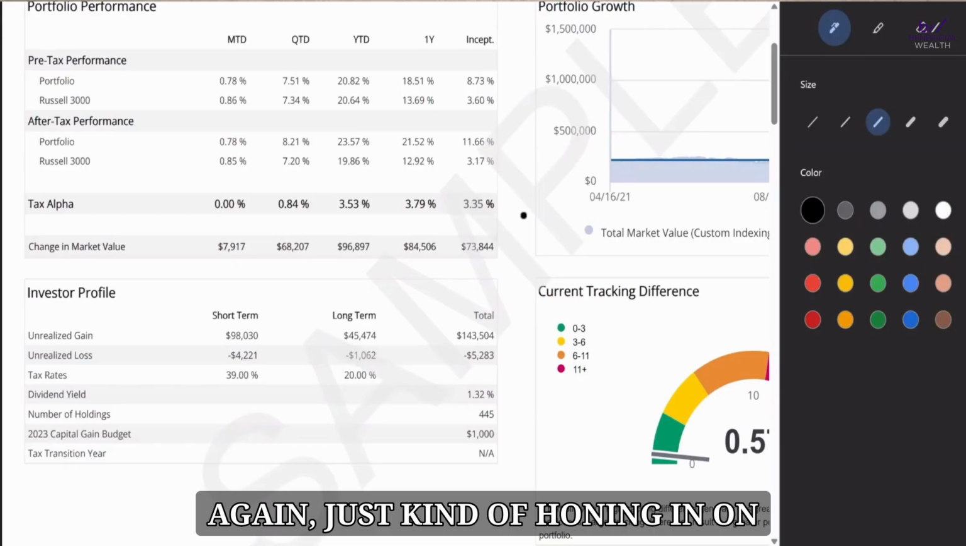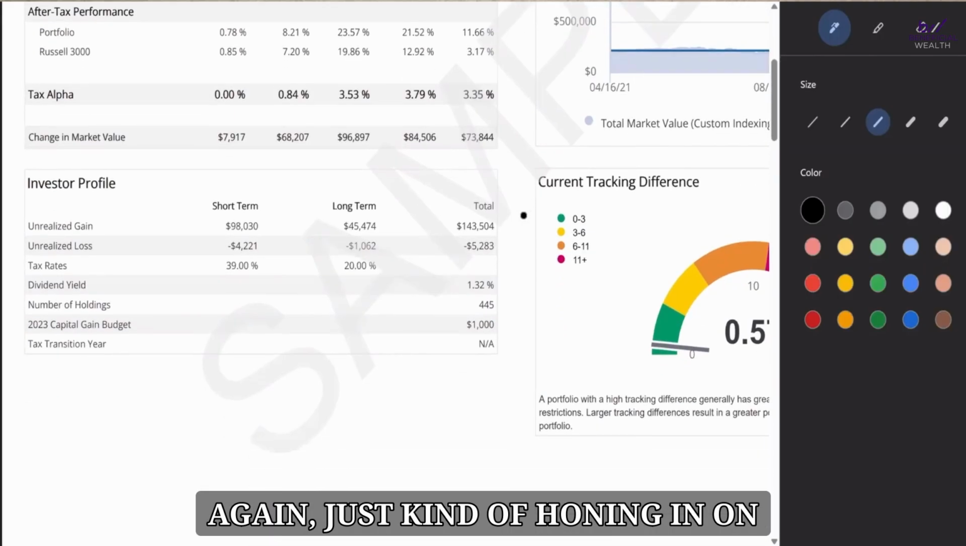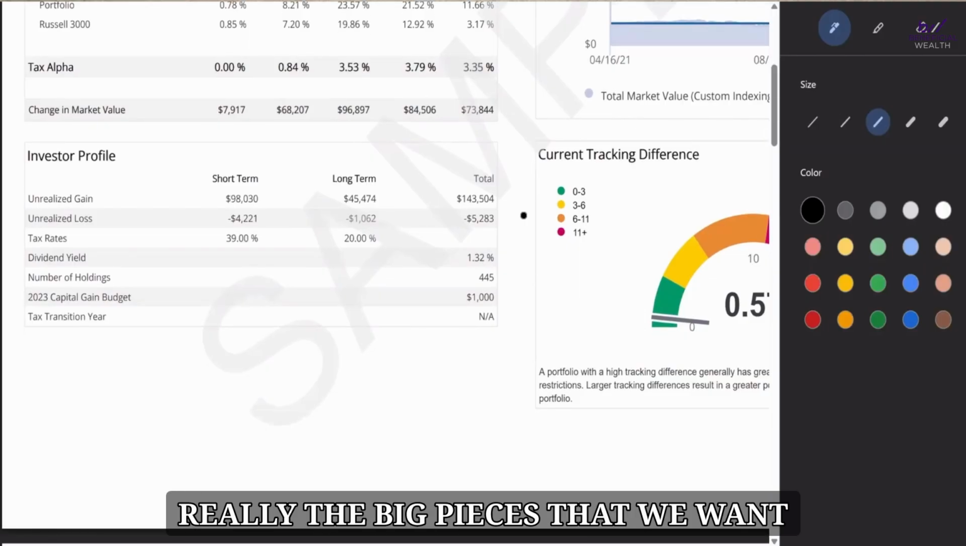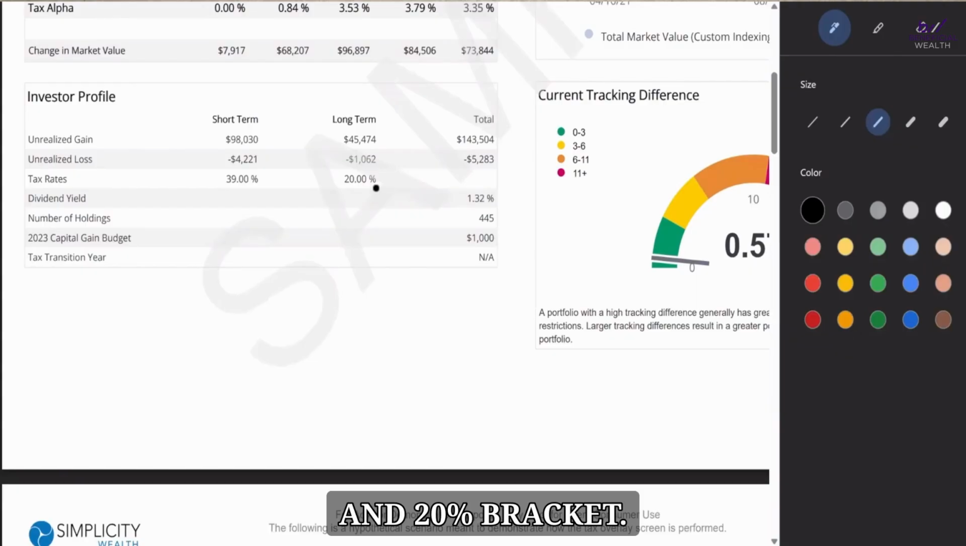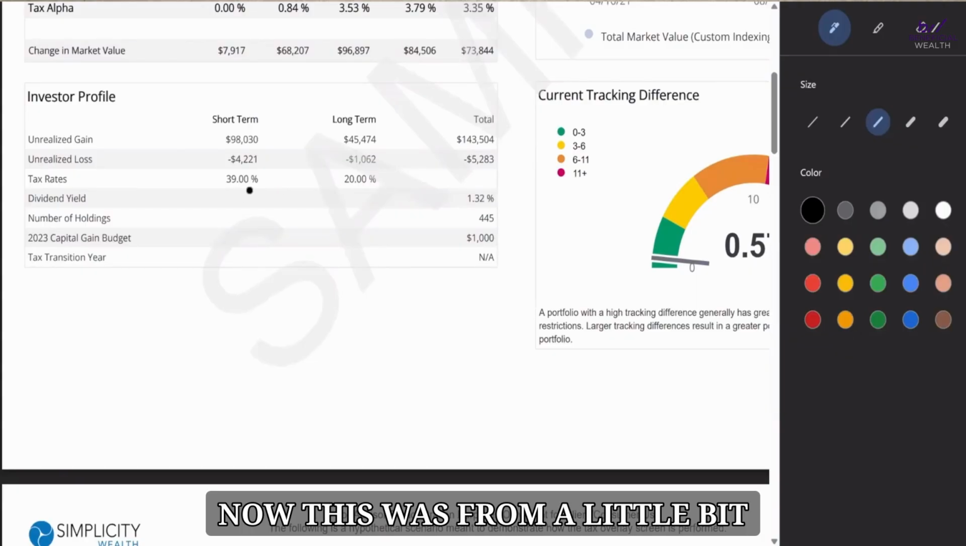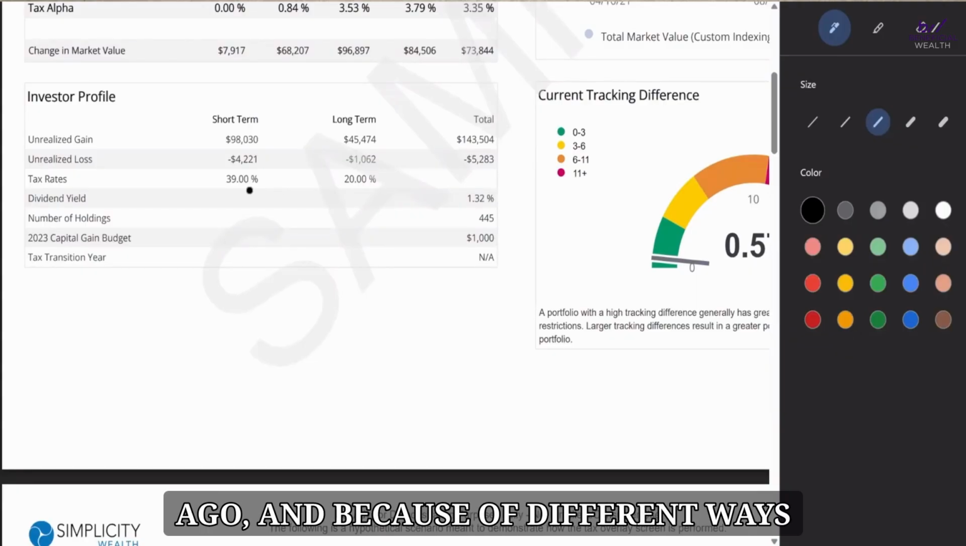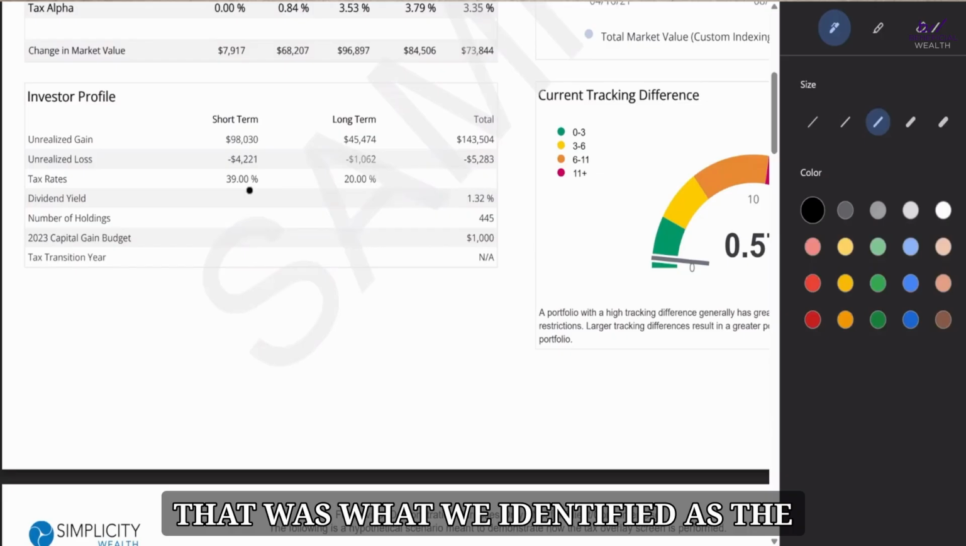Yeah. Again, just kind of honing in on really the big pieces that we want to look at. In this case, they were in a 39% and 20% bracket. Now this was from a little bit ago, and because of different ways that they were being taxed, that was what we identified as the brackets.